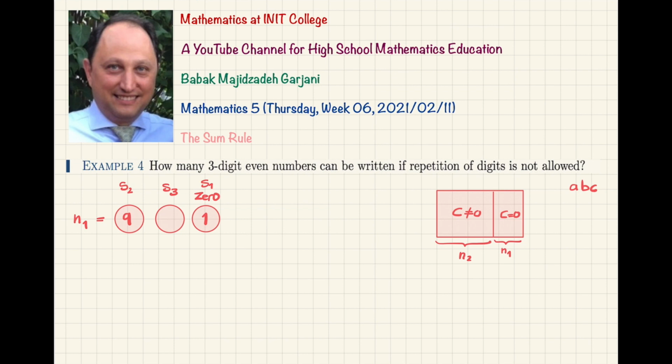Okay, 0 was used here. One of the digits except 0 is also used here. I'm not allowed to repeat anything. So what is left for me for this third stage is 8 options.